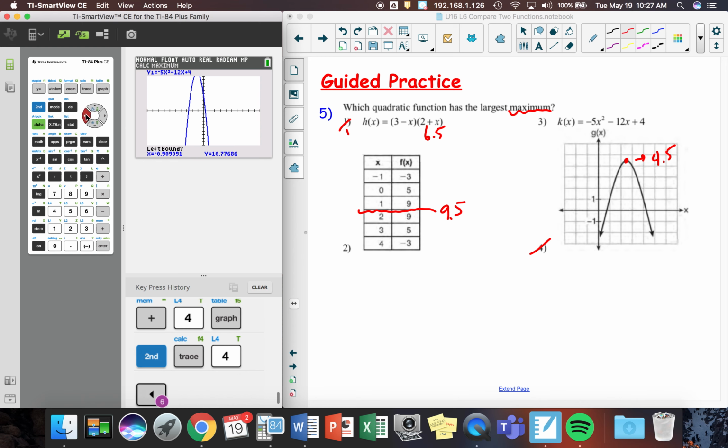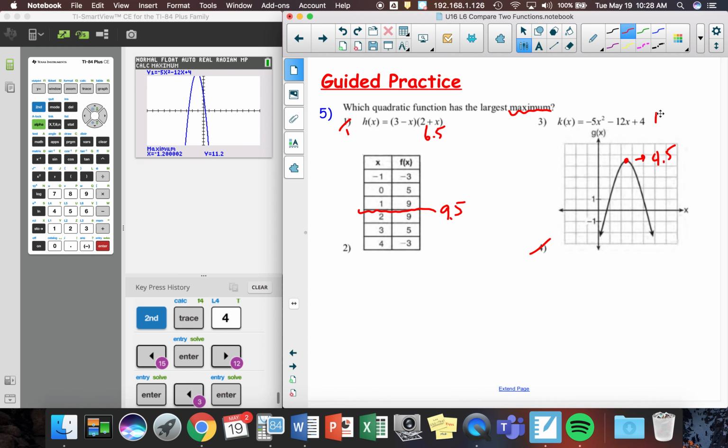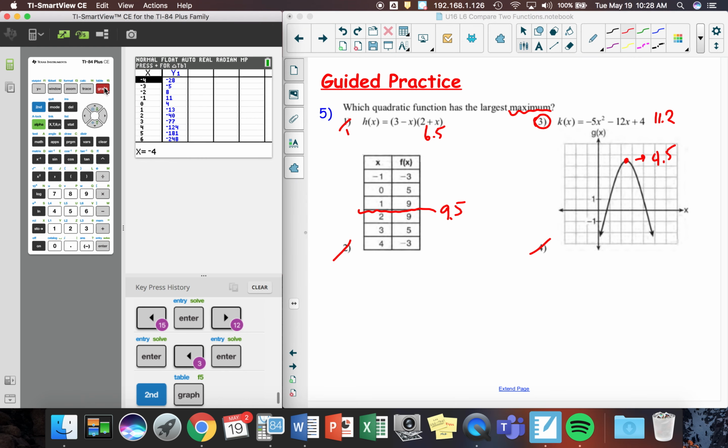Now we want to go to the left. So this is the left side. We go to the right. That's the right side. I guess you want to go somewhere in the middle. Now I can't really see where that is, but I know it's going to be in the middle of these two. And it gives us our maximum right here. Our maximum for this one is 11.2. Okay, so it seems like it clearly beat out number 2. So I think the answer is 3. But let's just look at the table to be sure.